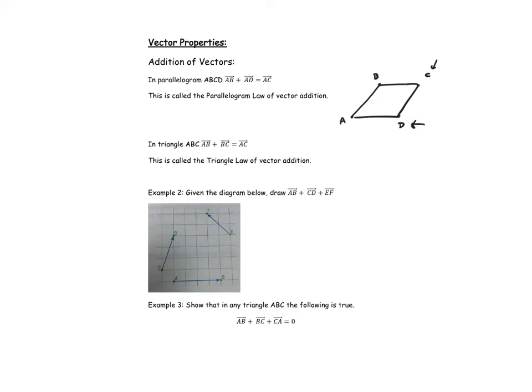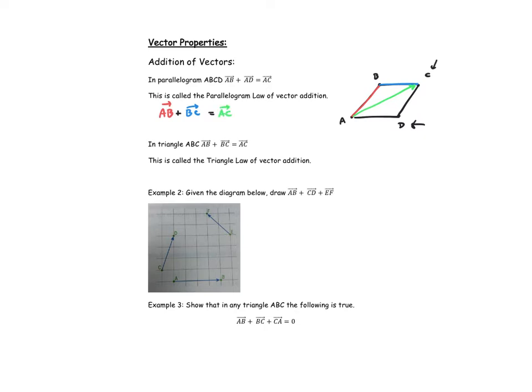this vector here, plus B to C, I'm sorry, let me write it out this way. I don't like the way my notes are written out here, but A to B plus B to C should equal this resultant vector, A to C.